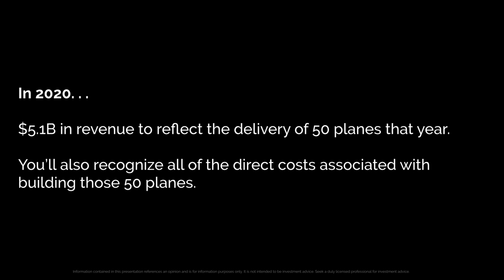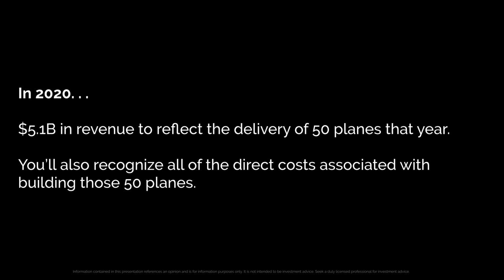Okay, so welcome back. In 2020, we will book $5.1 billion in revenue to reflect the delivery of 50 planes that year. You'll also recognize all the direct costs associated with building those 50 planes. So maybe it takes more than a year for a plane to be built. But even if you've spent money in 2019 to start building those planes, you're not going to book the direct costs with those aircraft until 2020. You might have given the cash to Rolls-Royce for the engines, but when the plane is actually delivered, that's when we're going to mark the cash for those engines.